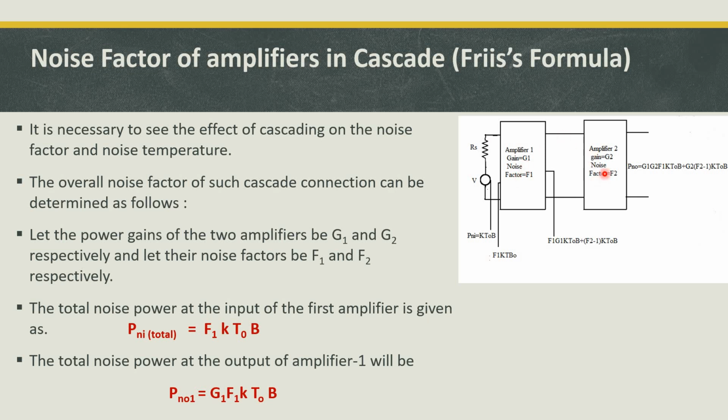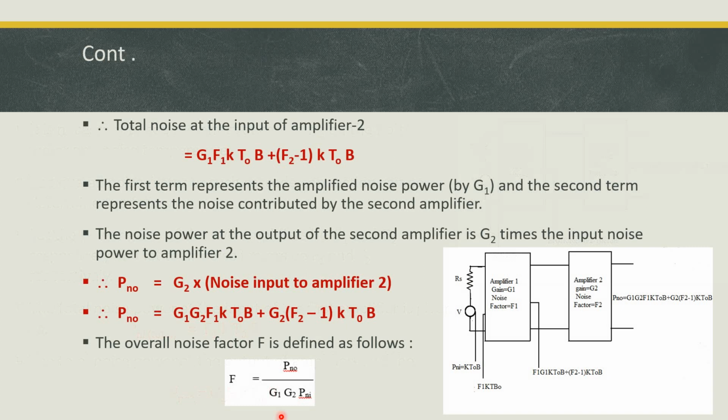In a similar manner, this amplifier 2 will add some more noise additionally with this particular output noise. So then what will be the total noise input to the amplifier 2? The total noise at the input of the amplifier 2: the first term represents the output of the amplifier 1, G1 F1 K T0 B. The second term represents noise because of the amplifier 2, so F2 minus 1 K T0 B.